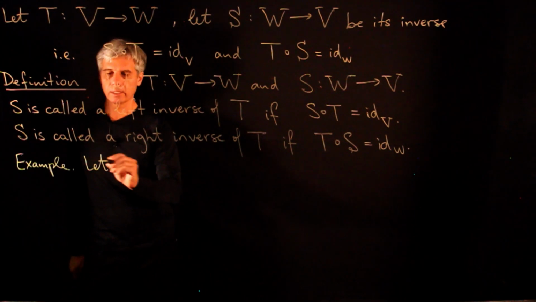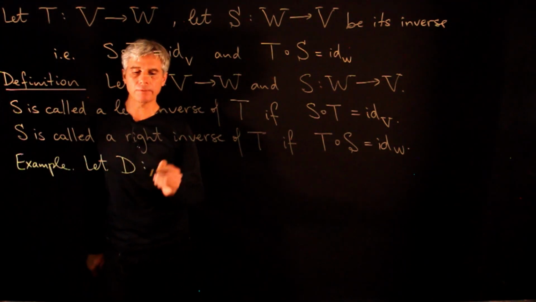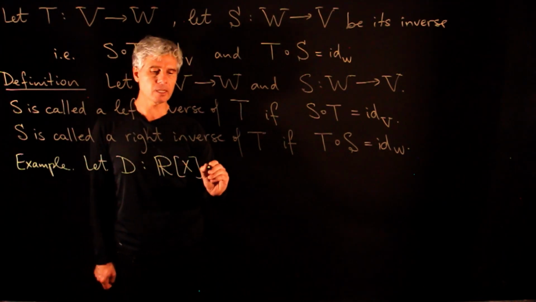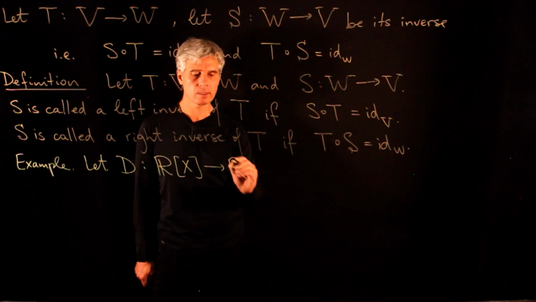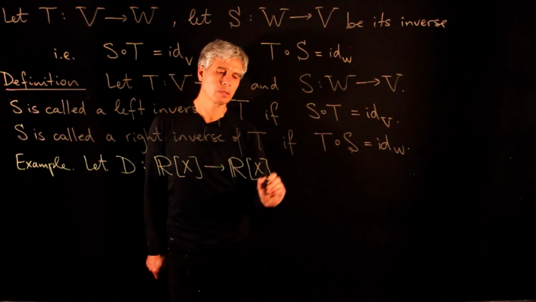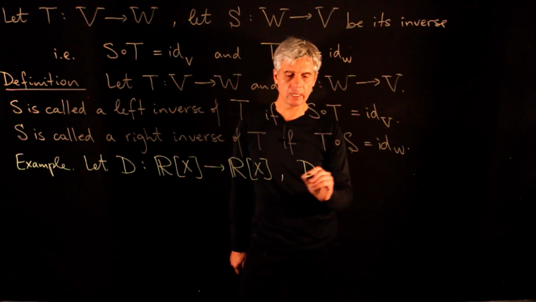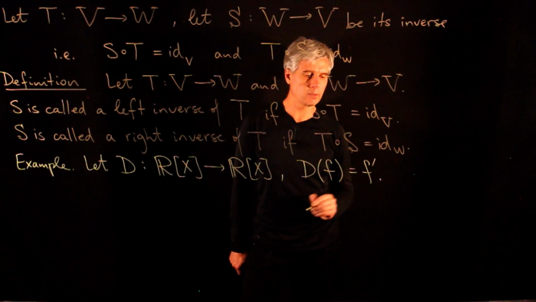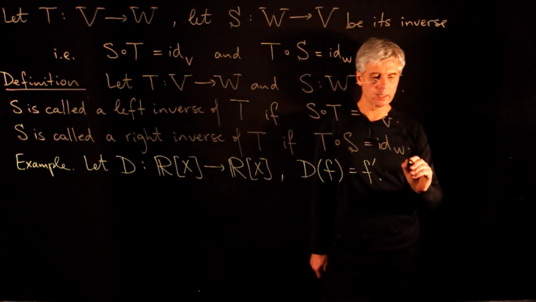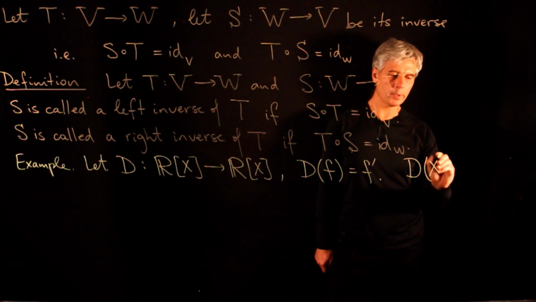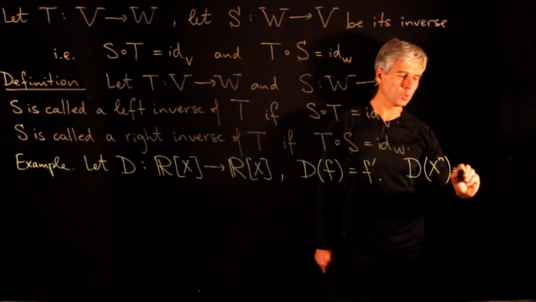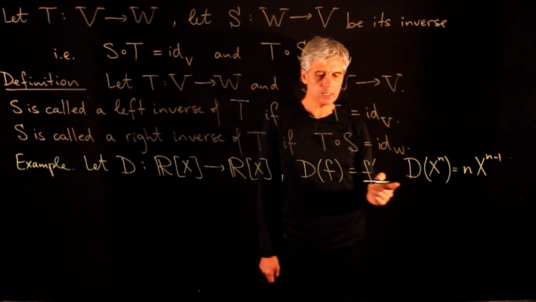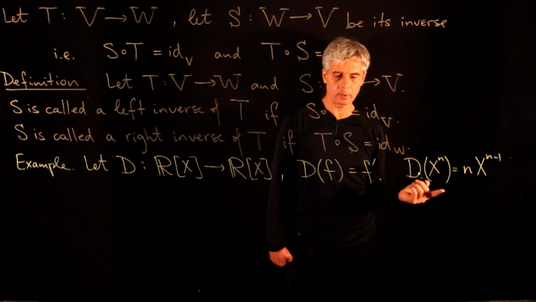So let D be the differentiation transformation of the space of polynomials, D from R[x] to R[x], such that D applied to a polynomial f is equal to its derivative. Right? So in particular, D of x to the power n is equal to n times x to the n minus 1. Now, is this transformation invertible?